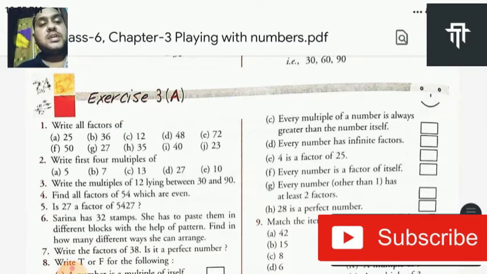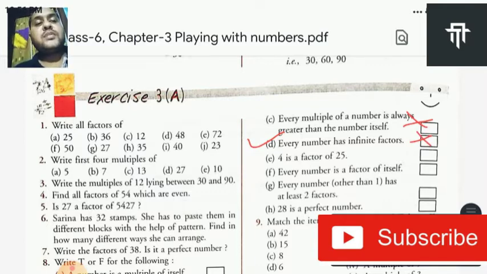Then, every multiple of a number is always greater than the number itself. Not always greater. One multiple is there which is equal. So we cannot say that it is always. Mostly they are greater; for one case only it is equal. Next, every number has infinite factors. No, every number has finite factors but infinite multiples. So it is also incorrect.